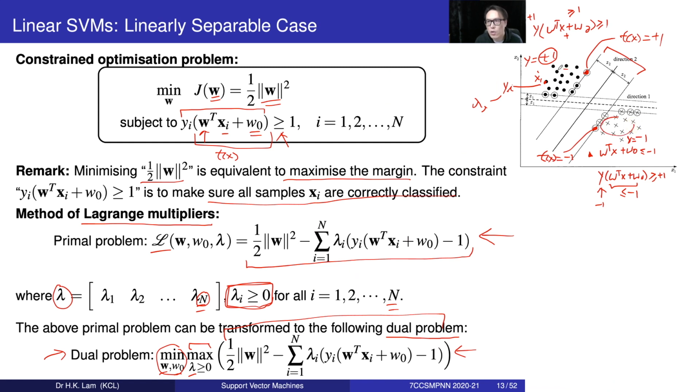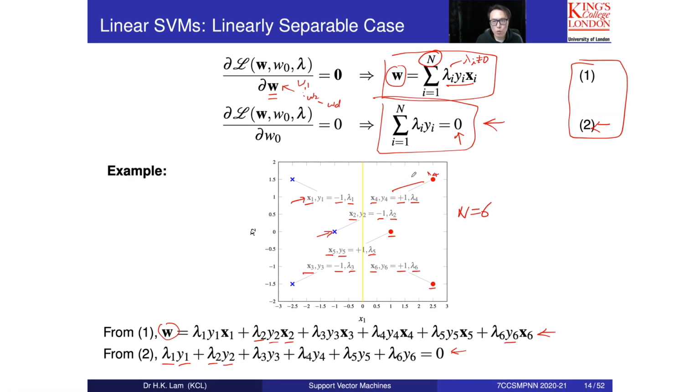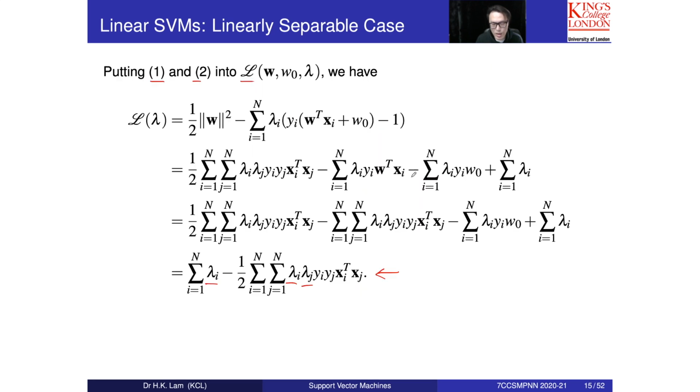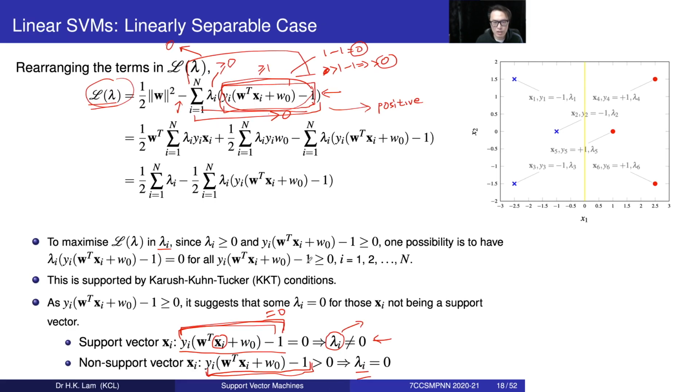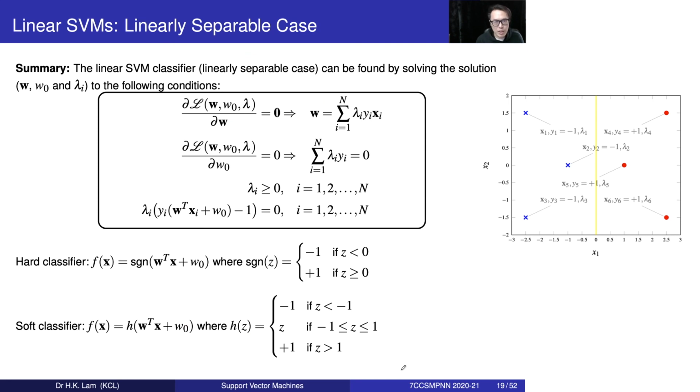For all other samples, the non-support vectors, they will give us an fx value that is greater than 1 or smaller than -1. So that is this case. So we are going to choose lambda I to be 0 for non-support vectors. Okay. Now, we can simply summarize the result like this.